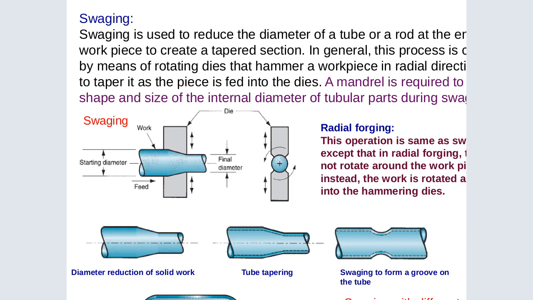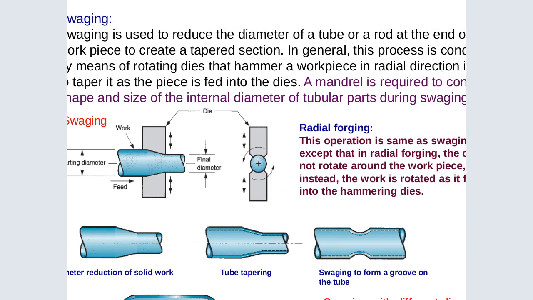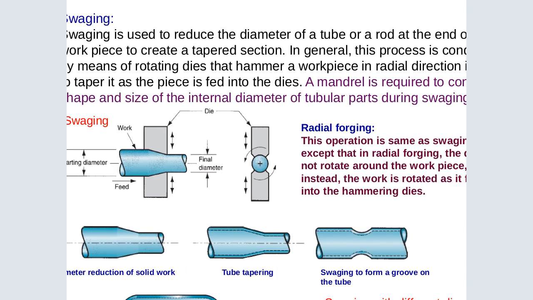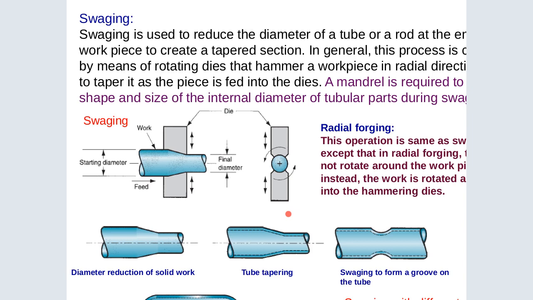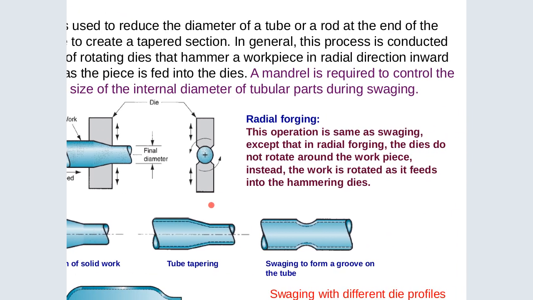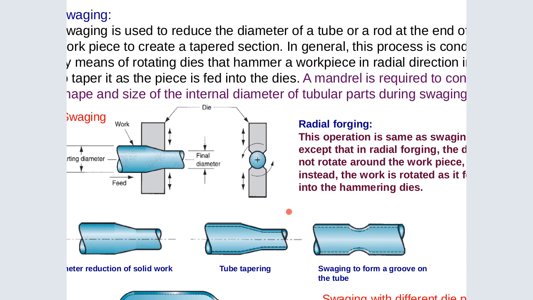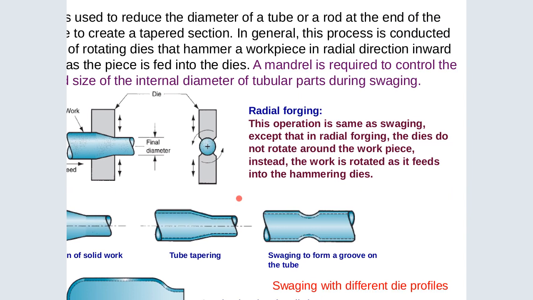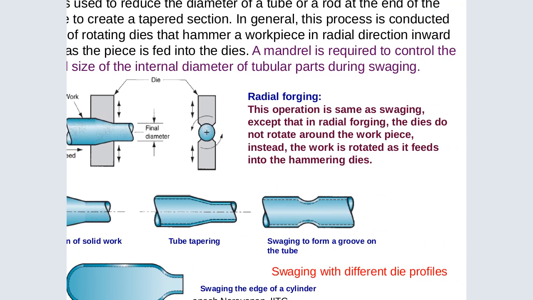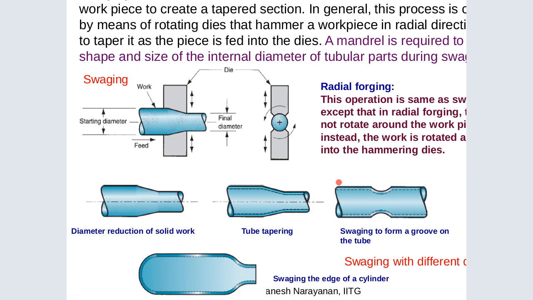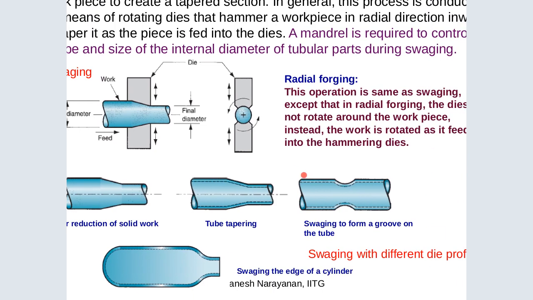Swaging. Swaging is another way of forming. Swaging is used to reduce the diameter. You realize that we are learning a lot of these things in one setting because they are a necessity. Swaging is used to reduce the diameter of the tube or the rod at the end of the workpiece to create a tapered section. In general, this process is conducted by means of rotating dies that hammer a workpiece in a radial direction inward to taper the piece that is fed in the die. The mandrel is required to control the shape and size of the internal diameter of the tubular parts during swaging.